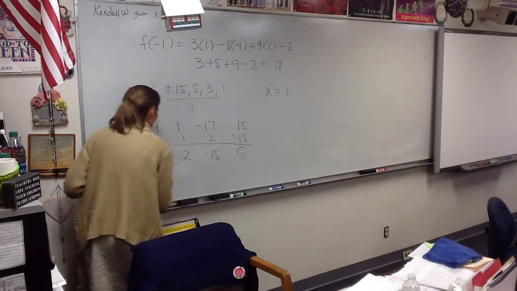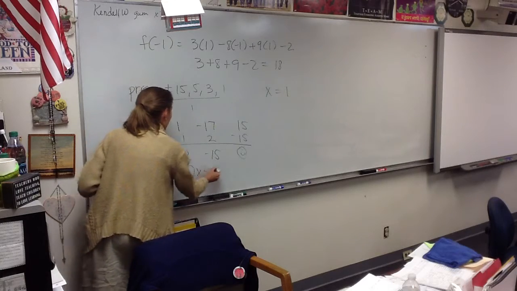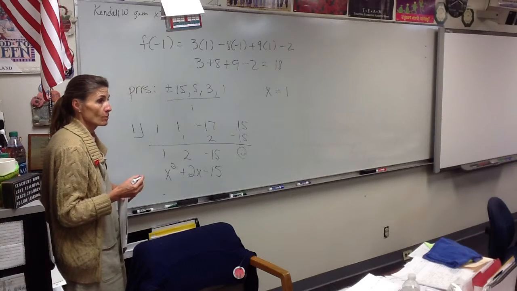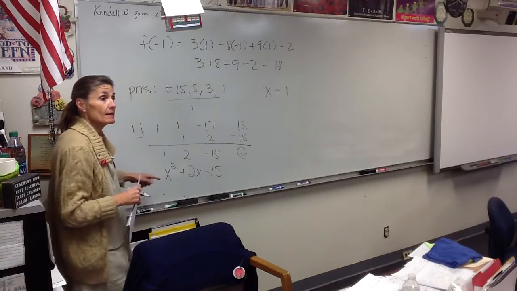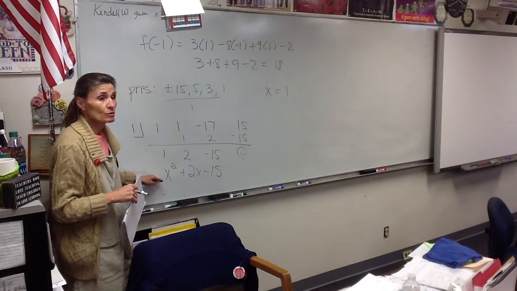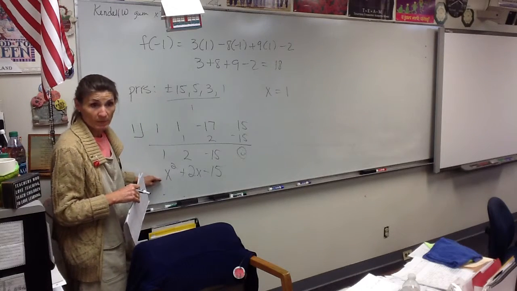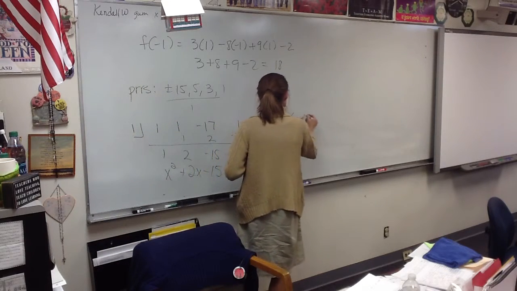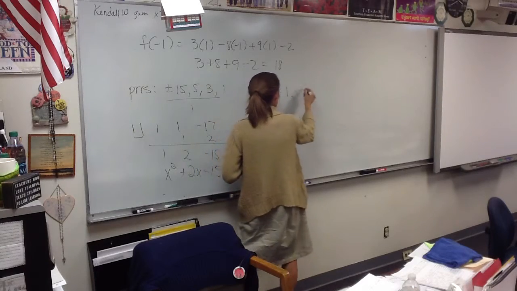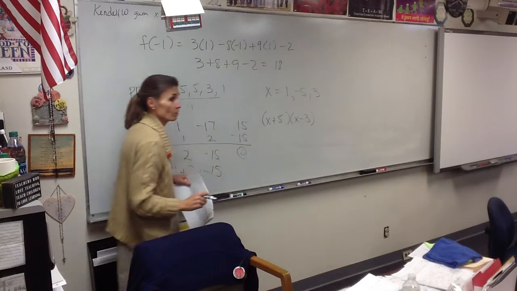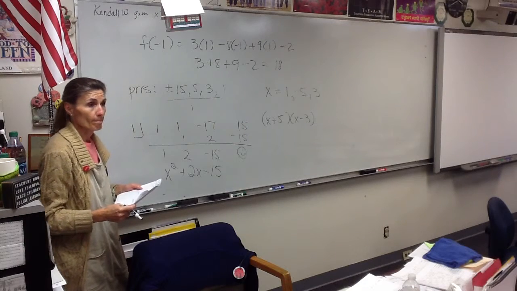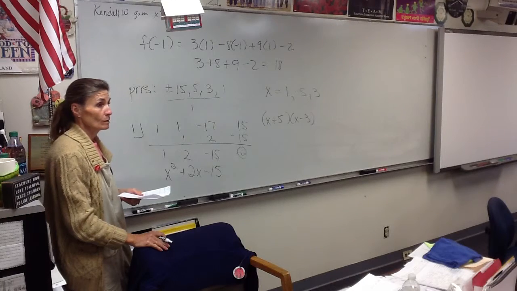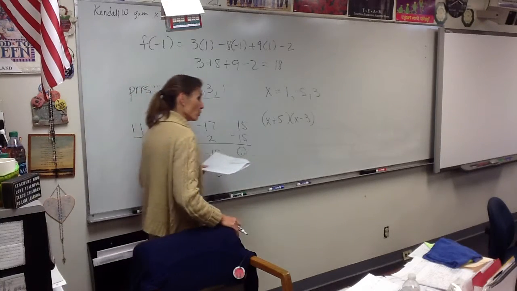Factor. Look what's left. X squared plus 2x minus 15. Which you certainly can factor if it factors, or you can always use the quadratic formula if that works best for you. But I think that does factor. So the other 2 zeros are negative 5 and 3. Everybody okay with that? The next one has you working backwards.